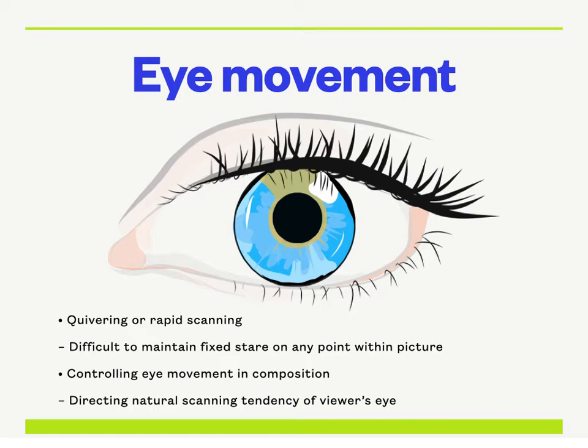However, one distinct difference between the eye and the camera lens is that the eye is continually moving or quivering, allowing the images that people perceive to be recorded in the retina. This quivering or rapid scanning of the eye is a built-in survival feature of human physiology that helps people distinguish shapes, patterns, and colors, and therefore it's difficult to maintain a fixed stare on any one point within a photo. The tendency is for people to want to move around the picture as they perceive the rest of the image in their peripheral vision. Controlling eye movement in a composition is then a matter of directing the natural scanning tendency of the viewer's eye, which is every designer's goal.